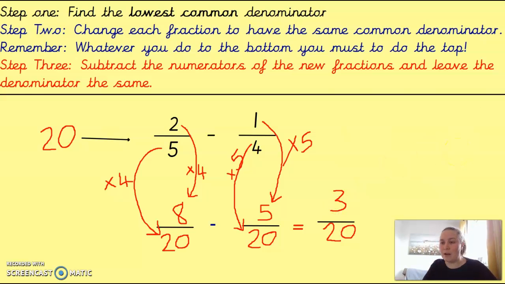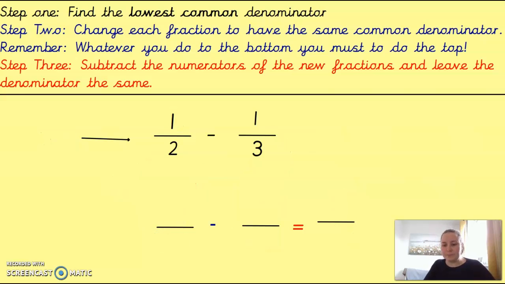Let's look at one more example. Have a look, go on your own, follow the steps, pause me now and come back when you've got your answer. All right, step 1, find the lowest common denominator. Again, you might have written your 2s, you might have written your 3s, you might just know a number that's in both of those. We want to try and find the lowest. So hopefully you've come up with 6.